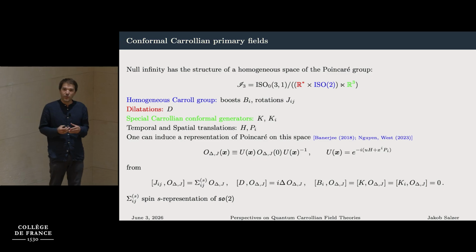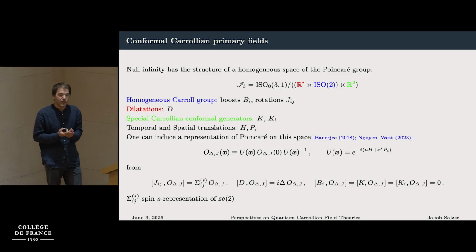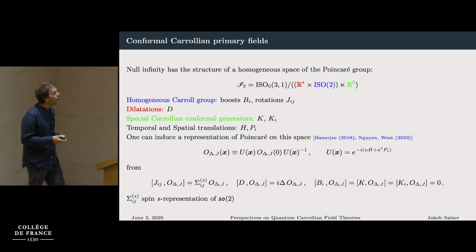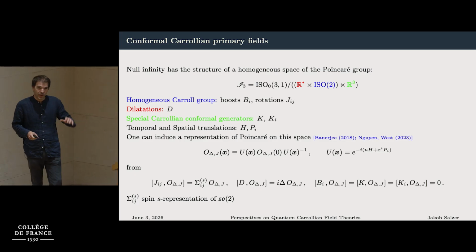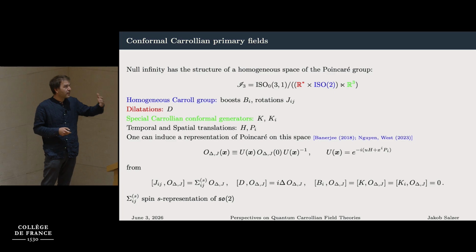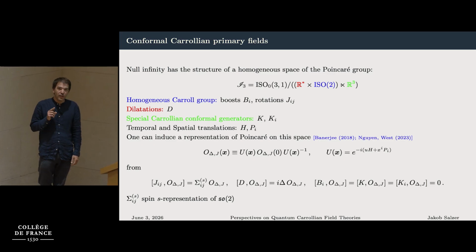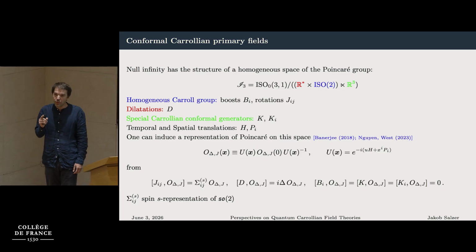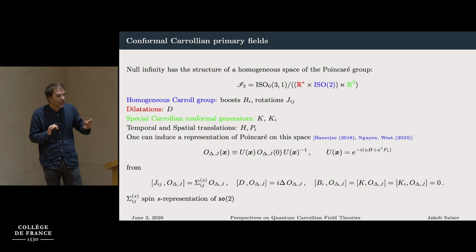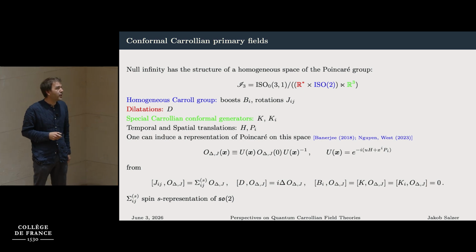So the first thing is, what is the field content of these Carrollian conformal field theories? Null infinity has the structure of a homogeneous space of the Poincare group. I said there's an action of the Poincare group. In fact, it's a homogeneous space. And it turns out it's the unique homogeneous space of the Poincare group in dimensions 3 or lower. So this space is the unique three-dimensional homogeneous space of the Poincare group.